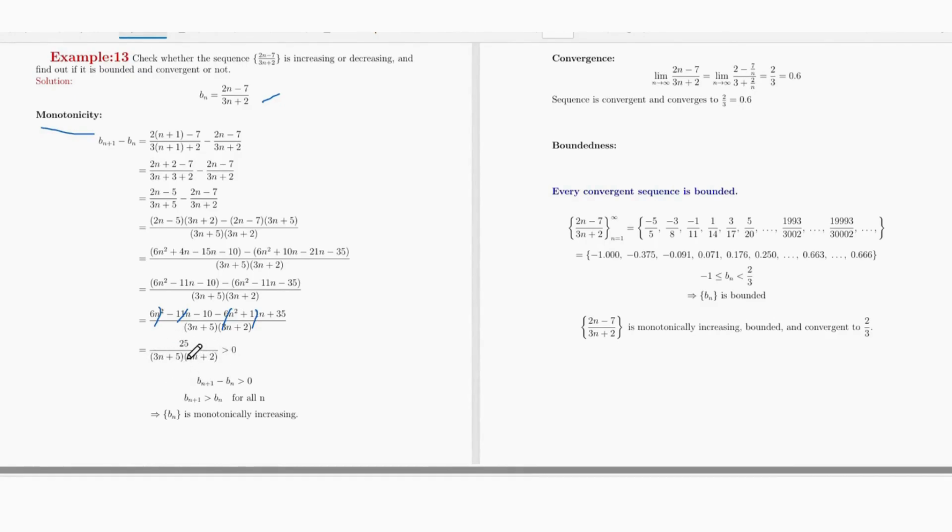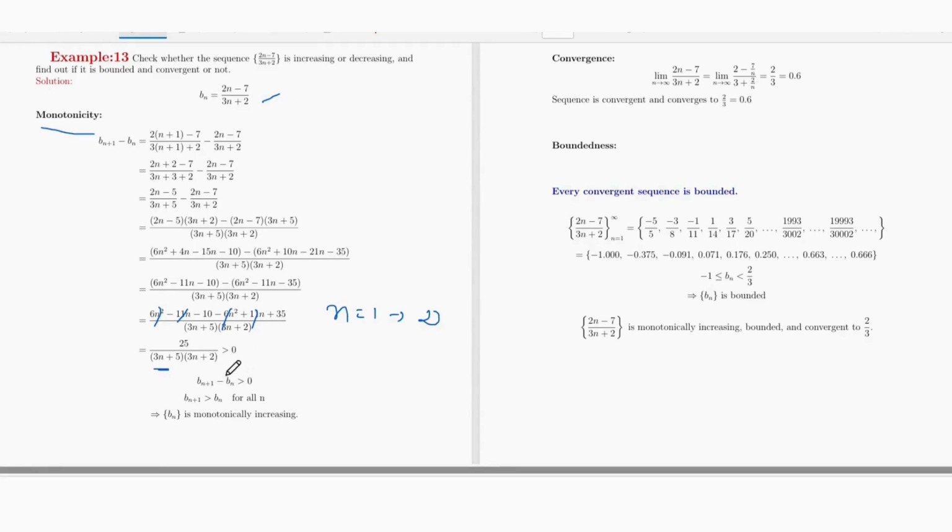Here 25 is a positive number. Again here we have 3n plus 5 and 3n plus 2. So what is n? N varies from 1 to infinity, so n is positive. That's why this quantity is also positive. So the entire quantity is positive, and we can write that this quantity is greater than 0.